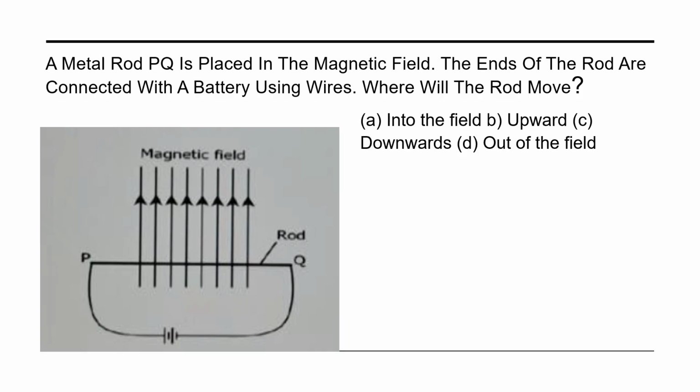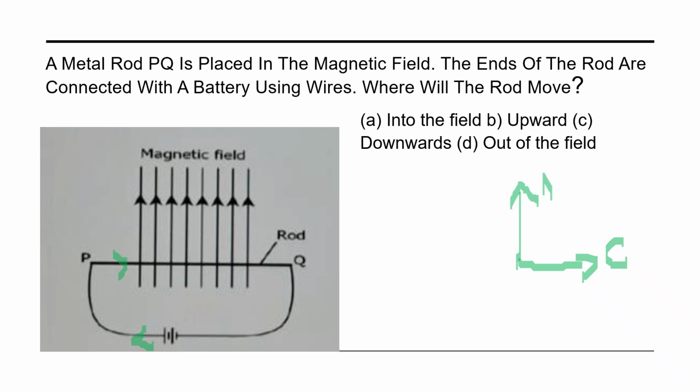A metal rod PQ is placed in the magnetic field. The ends of the rod are connected with the battery using wires. Where will the rod move? So you can see that the current flows from the positive to the negative terminal. So we can show the direction of current, and then the magnetic field is perpendicular to it.